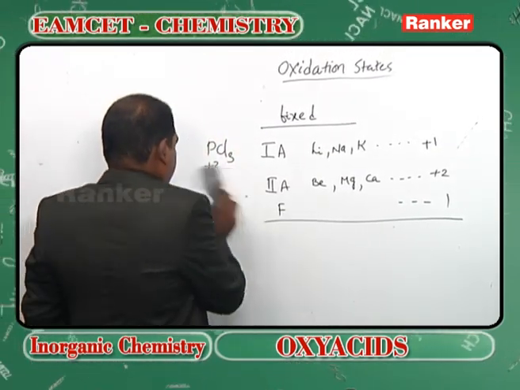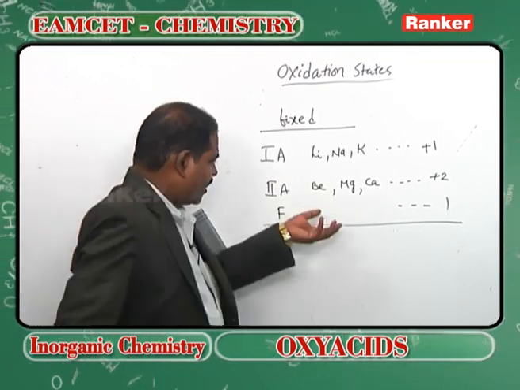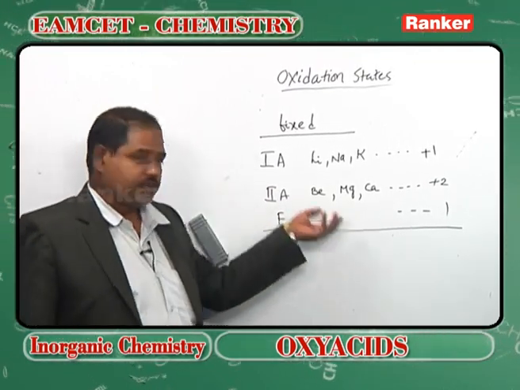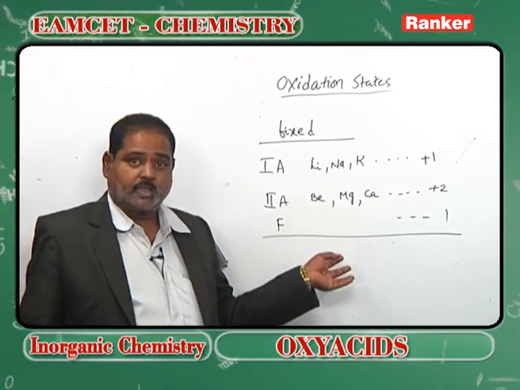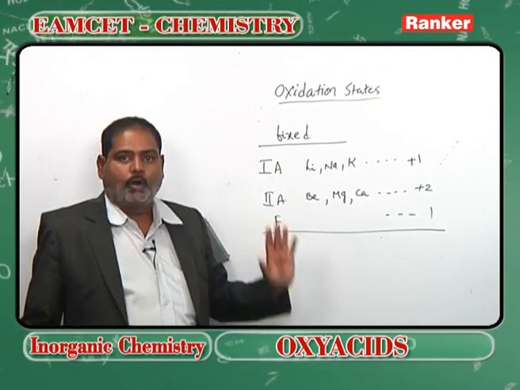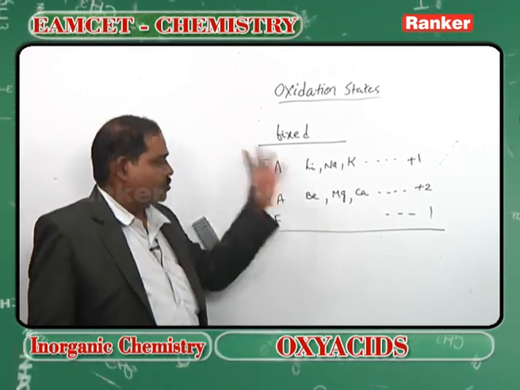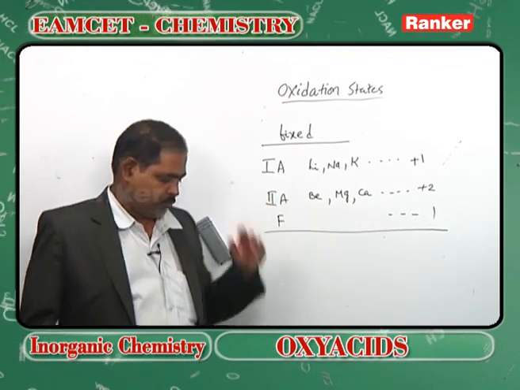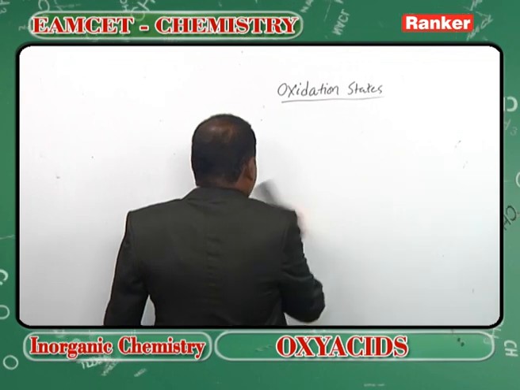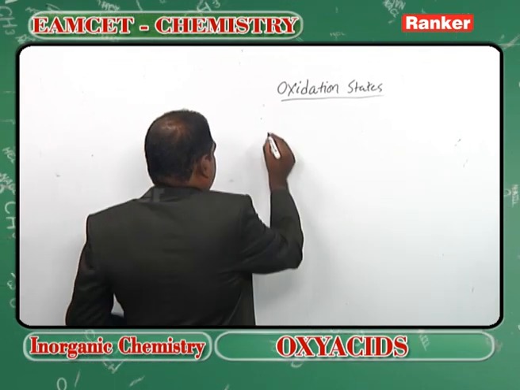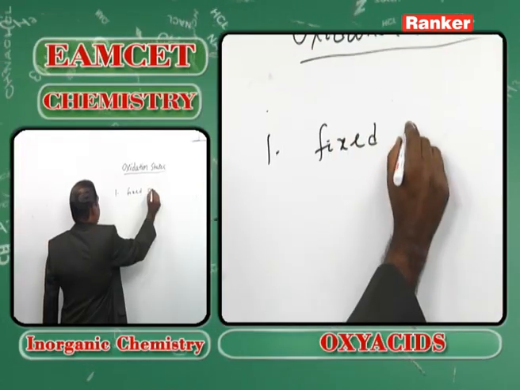Okay? So, I repeat, 1A, 2A, fluorine, and of course, there are one or two other elements, aluminium +3, zinc +2. Don't make this list too long. It is enough if you know some elements have fixed oxidation states and some others don't. Most of the elements don't have fixed oxidation states. That is the first point, fixed oxidation states.